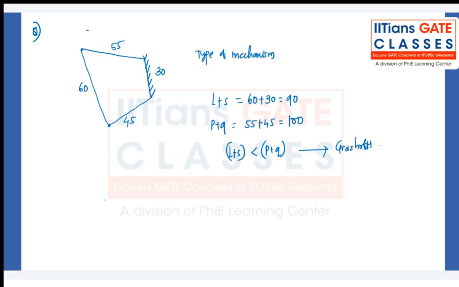Grashof mechanism basically it is. So it will have at least one rotating link, and the smallest link is fixed. Shortest link is fixed, and whenever the shortest link is fixed and it also satisfies that the length of shortest plus longest is less than the other two, you will have crank-crank mechanism.